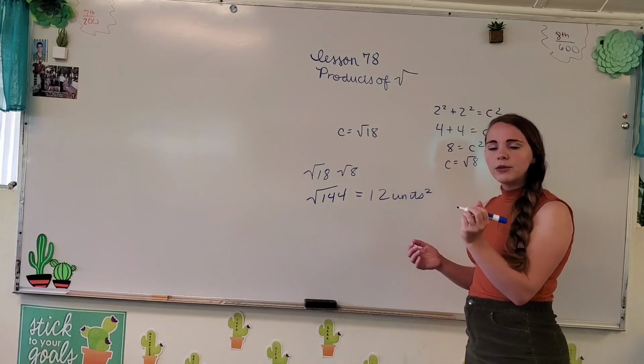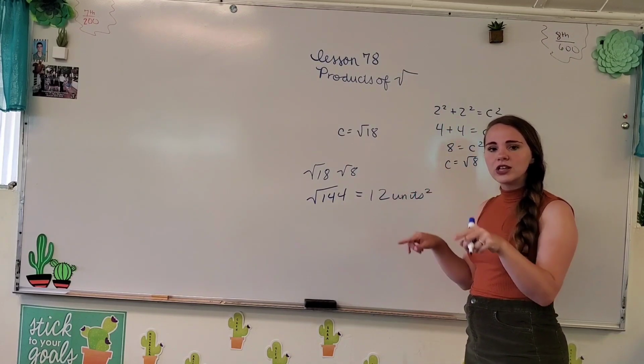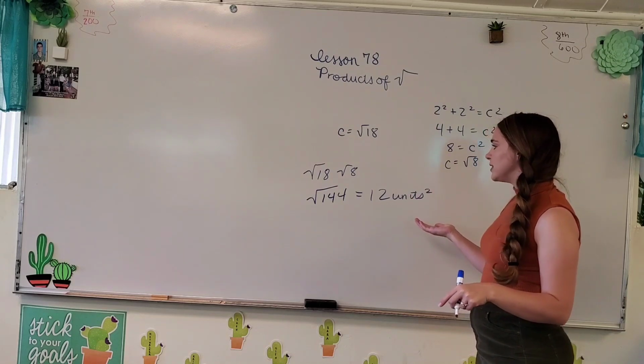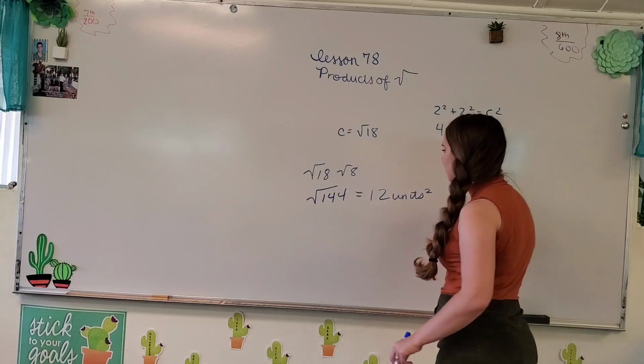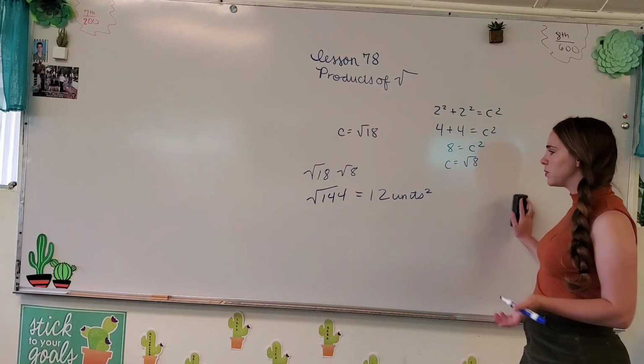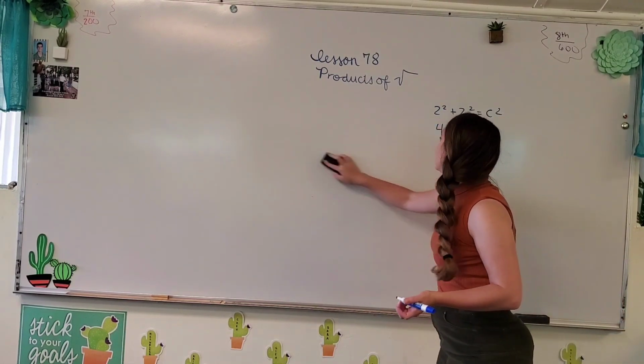They used the Pythagorean theorem to find how long those sides were, and then they were able to find the area by multiplying those two square roots. All right, let's go to example 2. Take a look. I think it's pretty easy once you know how to do it.